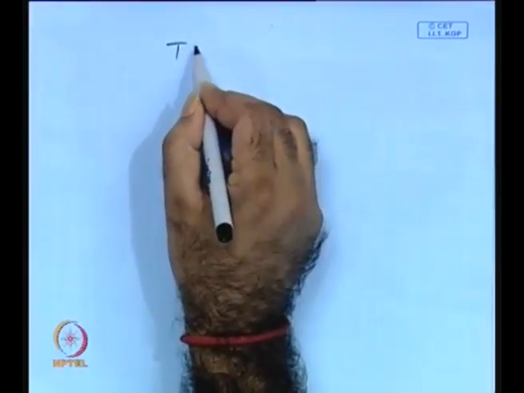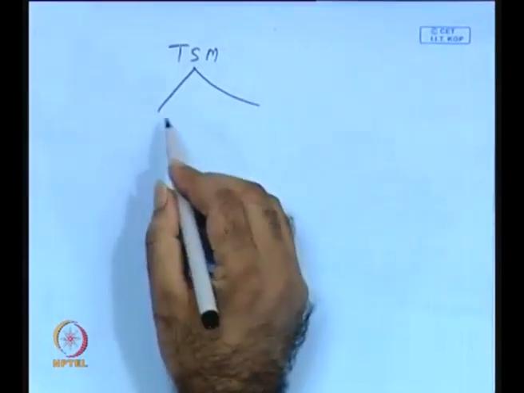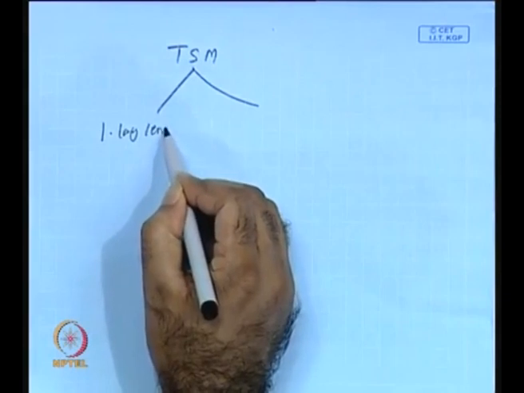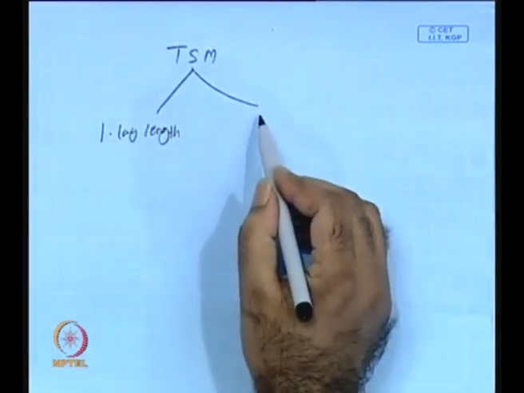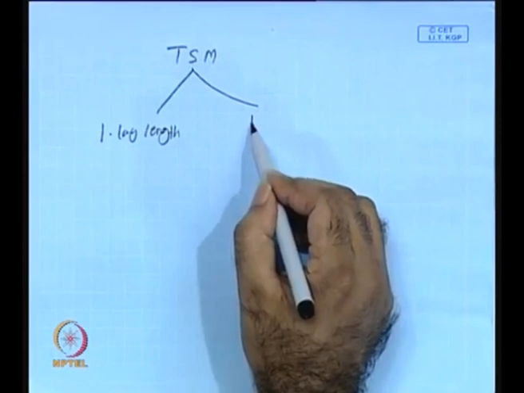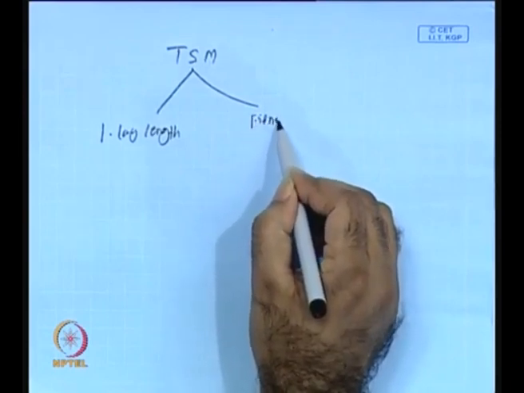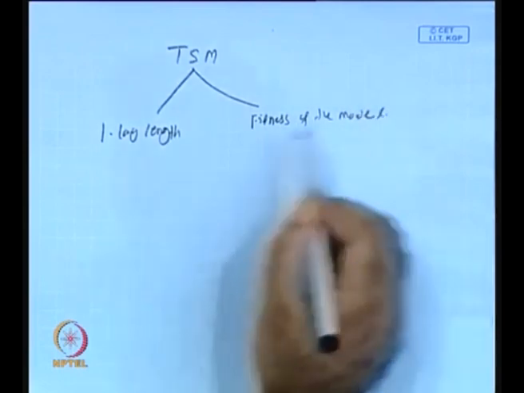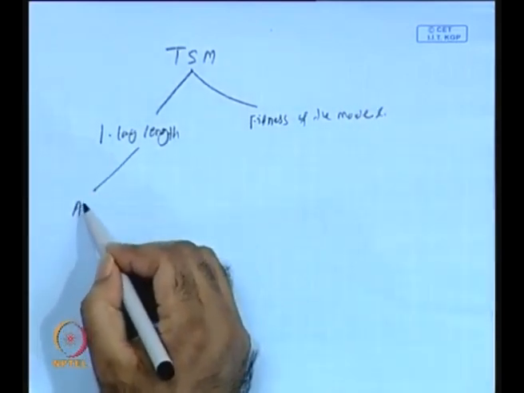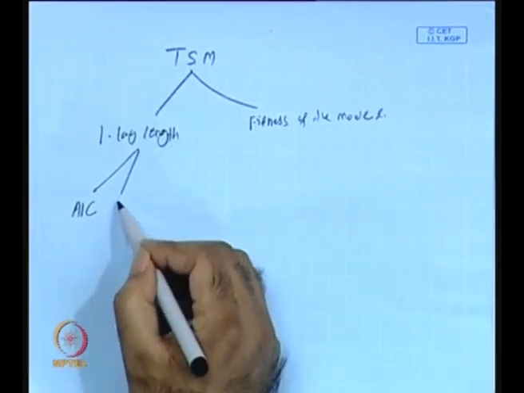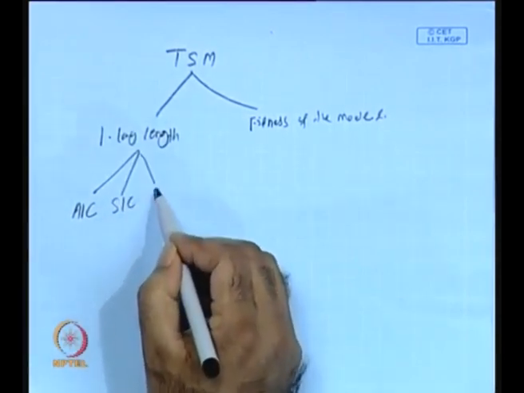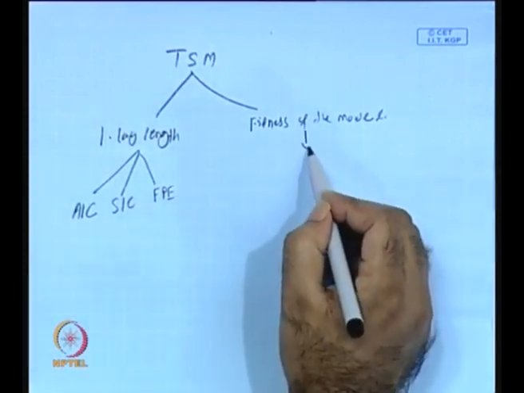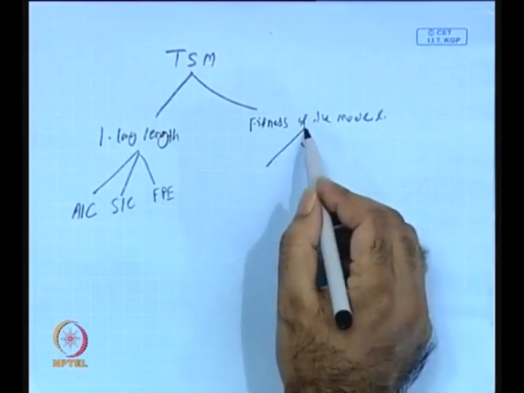So what is the important issue here in the case of time series modeling? Two aspects are very important. One is called the lag length issue, and another is called the fitness of the models. For lag length choice, we have discussed earlier AIC statistics, SIC statistics, final prediction error. In the fitness of the models, we generally use three different structures.